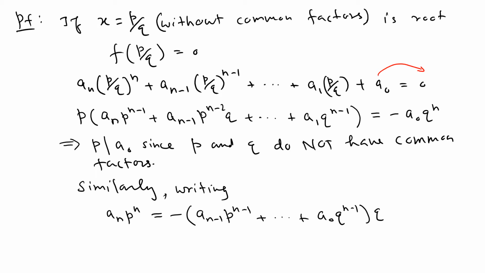So same argument, because q divides the right hand side now, and that means q divides the left hand side as well, but p and q don't have common factors, so this implies that q divides a_n. So it's a very simple argument. Okay, now let's see how we can apply this in a problem. We can do two problems just to make sure that we understand the argument.